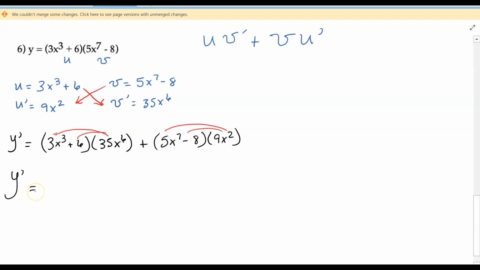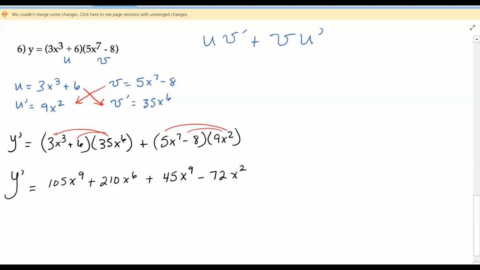Okay, let's take a look here. 105x to the 9th, and then the 35x to the 6th. 35 times 6 is going to give us 210x to the 6th. That looks good there. Plus 9 times 5, which is 45, and then we have x to the 9th power there, because 2 and 7 is 9. Minus 72, since 9 times 8 is 72, x squared. And it looks something like that.